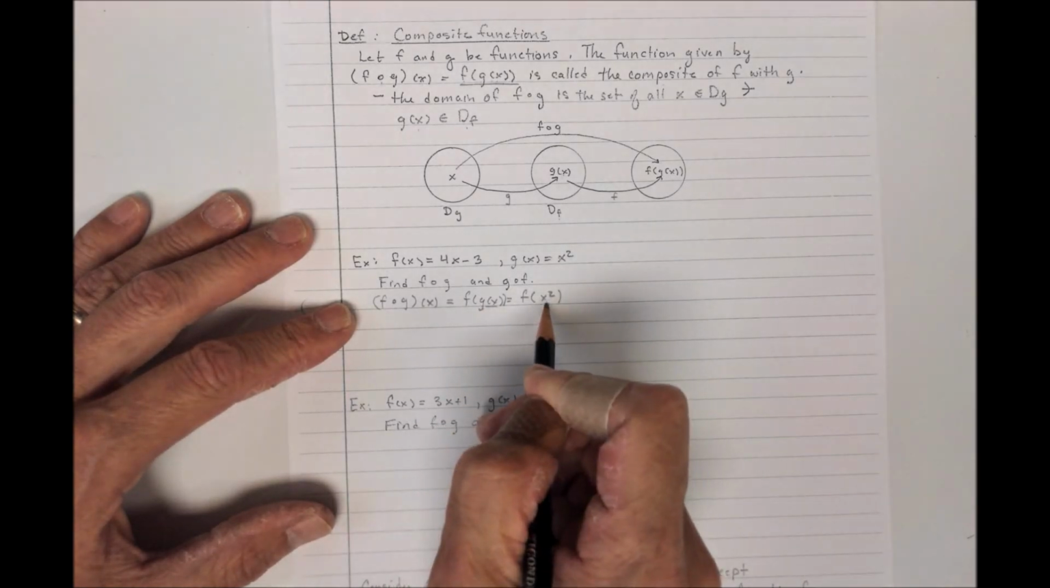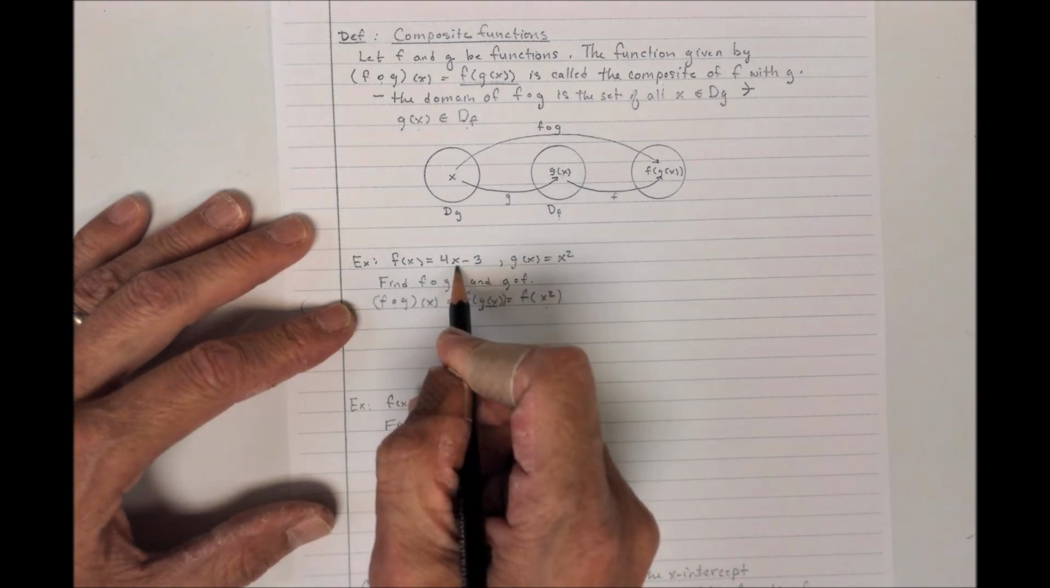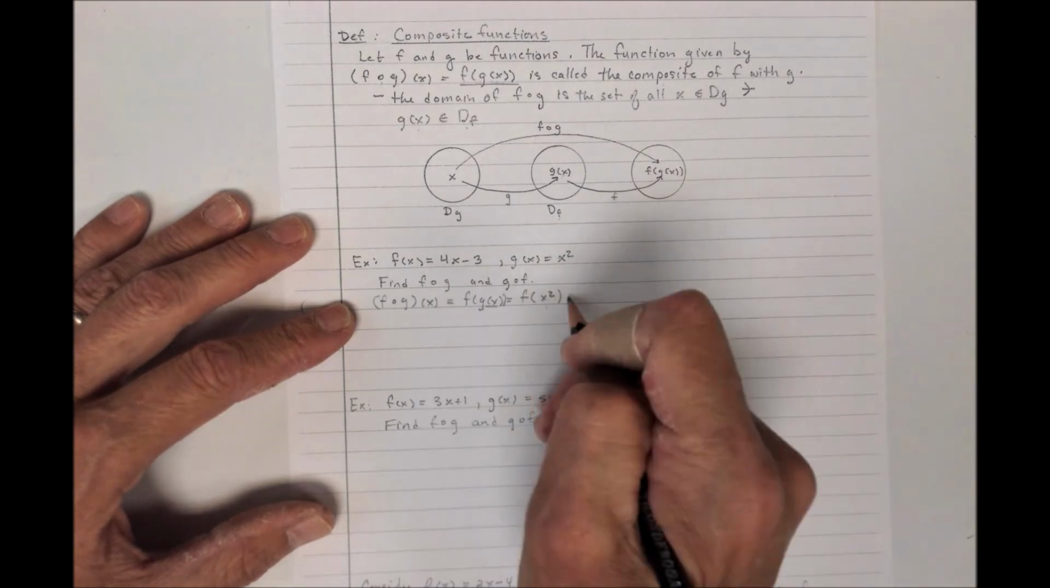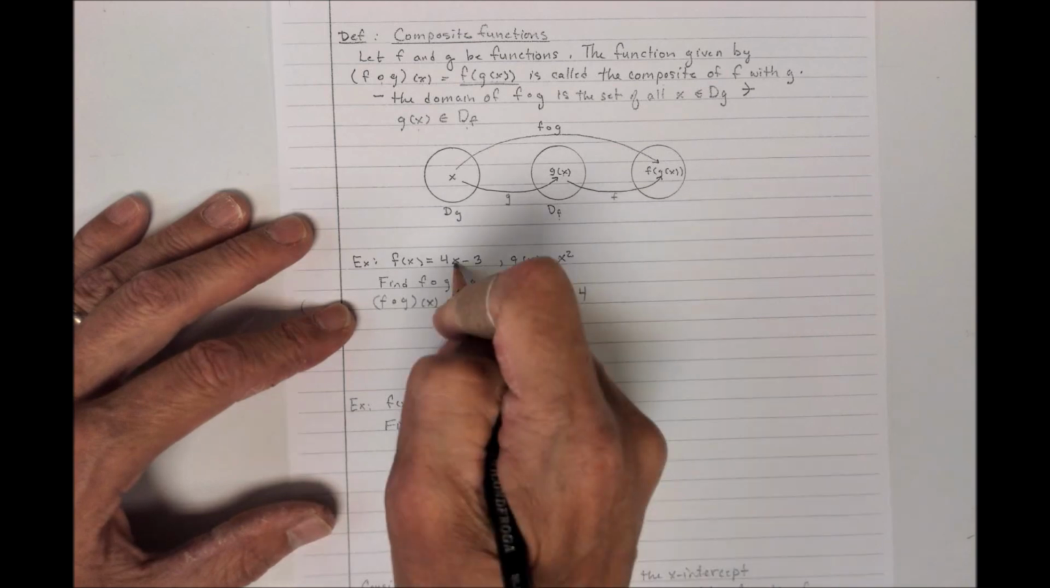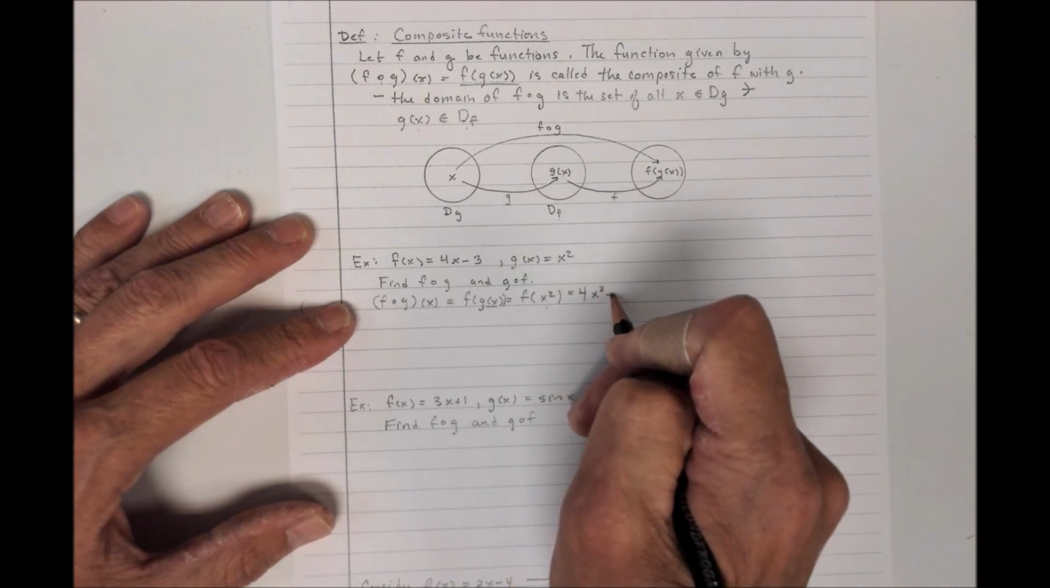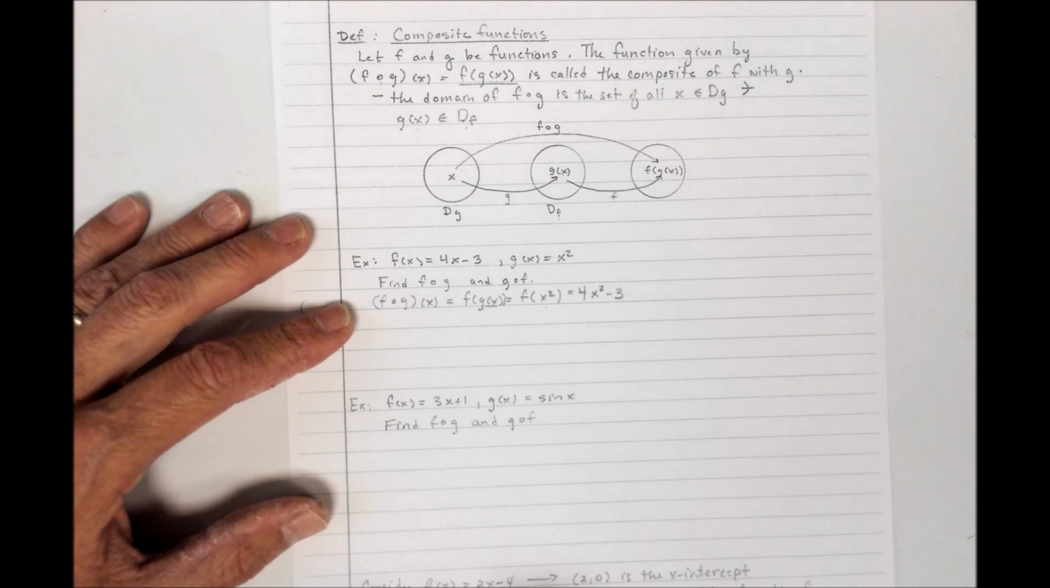So now I'm going to plug x squared into the rule for my function f, in for the independent variable. So now, in for x, I plug in x squared minus 3. And then I would simplify this if it simplifies, and this one doesn't. That's just what we get.